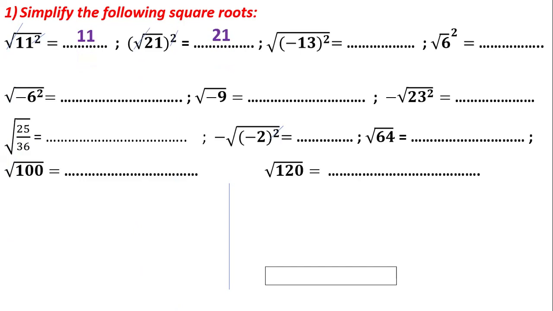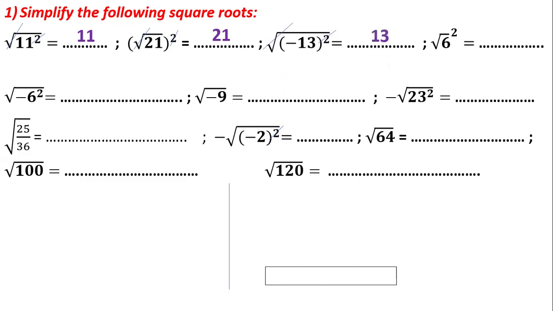Radical negative 13, all of it squared. Let me tell you something about this. This is a negative base. All the negative 13 has an exponent 2, which is an even exponent. And we know that a negative base having an even exponent changes into positive. Then we say the square cancels the radical, and the answer is 13.